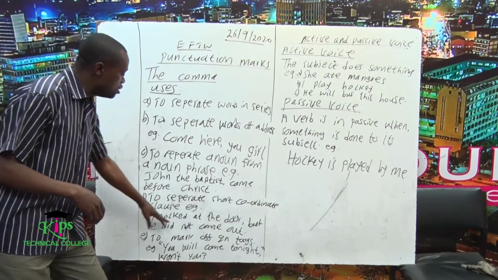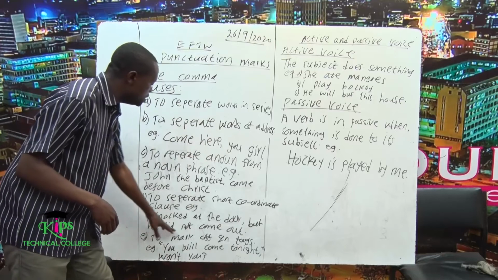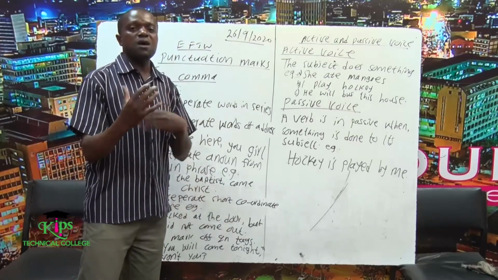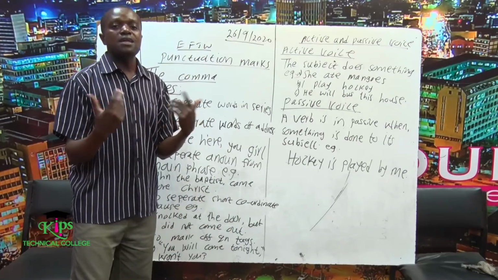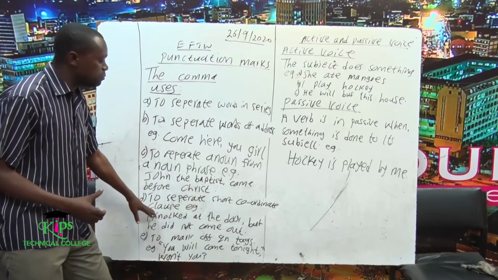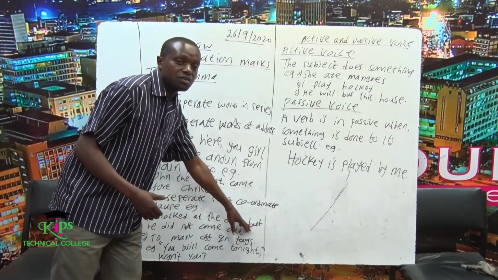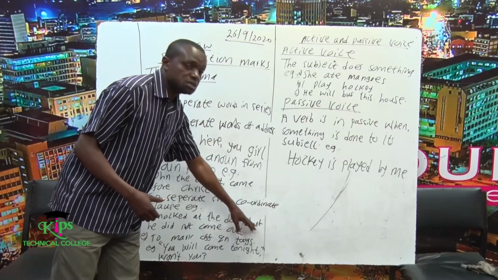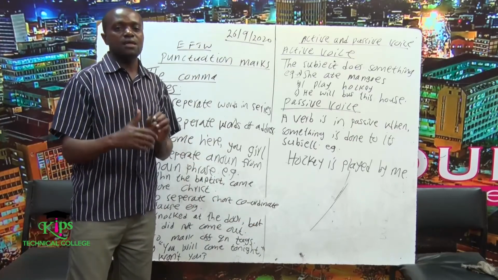That's why you may say, I knocked at the door, comma, but he did not come out. Despite the fact that you knocked at the door, he did not come out. So you are relating the first part of the sentence to the second part of the sentence by use of a coordinate clause, but, in order to coordinate or to link the two sentences.